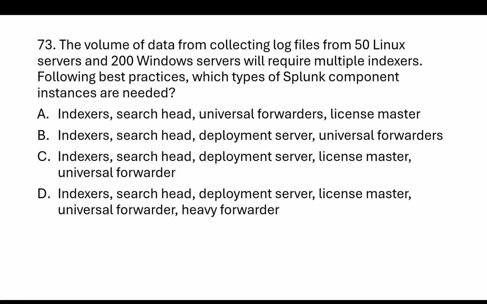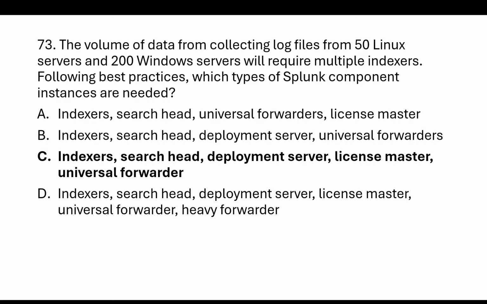Question number 73. The volume of data from collecting log files from 50 Linux servers and 200 Windows servers will require multiple indexers. Following best practices, which types of Splunk component instances are needed? Option A, indexer, search head, universal forwarders, license master. Option B, indexers, search head, deployment server, universal forwarders. Option C, indexer, search head, deployment server, license master, universal forwarder. Option D, indexer, search head, deployment server, license master, universal forwarder, heavy forwarder. And the answer is option C, indexers, search head, deployment server, license master, universal forwarder.